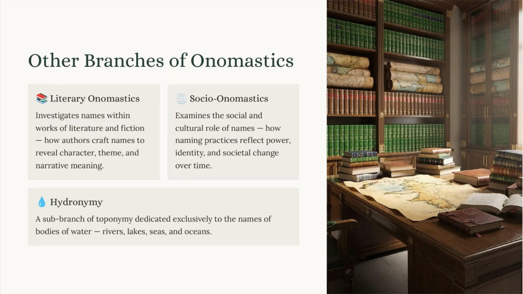In addition to the major branches already mentioned, onomastics includes several other important areas. Literary onomastics studies names in literature and fiction. It explores how authors choose names to reveal character traits, support themes, and create narrative meaning. Socio-onomastics examines the social and cultural role of names. It studies how naming practices reflect identity, power, and social change over time.